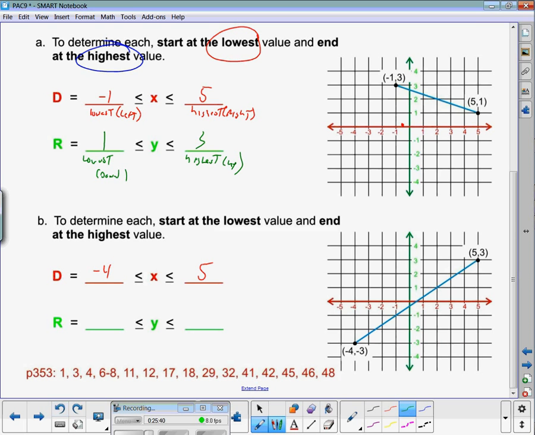Somebody raise your hand, give me the range. Kirsten? And lowest girl is -3. That's the one down the bottom. And the highest girl is 3. And so -3 to 3. Domains and ranges. All the girls from -3 to 3.